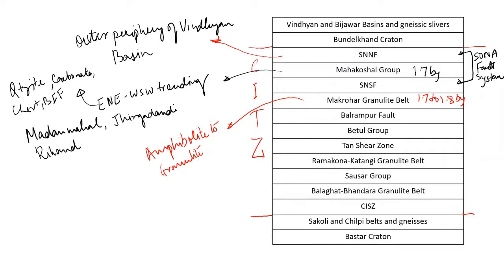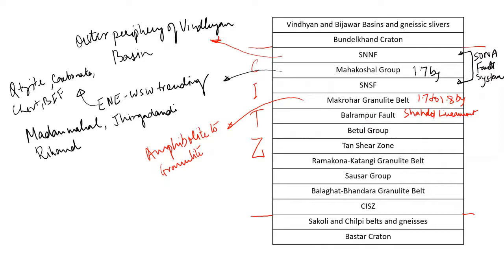South of the Macrohar granulite belt lies the Balrampur fault. Balrampur fault is also commonly referred to as Shahdo lineament. Another MCQ, if they may ask: the Shahdo lineament or the Balrampur fault passes through Gondwana sediments, Bethul Belt margin, and gneisses, and it is marked by brecciated zones, dolerite dikes, shearing, hot springs, etc.